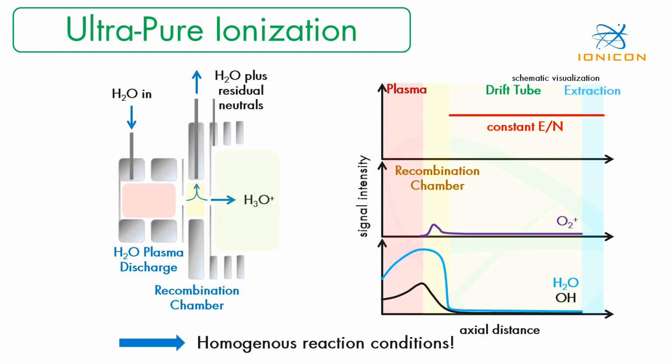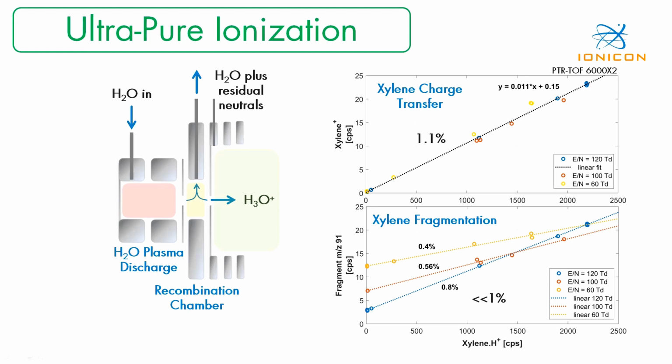At the same time, parasitic ions like O2+ are already significantly reduced in our recombination chamber, and neutrals or radicals from the plasma discharge can't reach and transform our sample. These are some schematic visualizations, but now let's have a look at some real data. On the top, I've plotted the ratio of protonated xylene to the charge transfer product of xylene with parasitic O2+. We only see around 1% of the charge transfer product, and because the primary ion production is completely separated from the ion-molecule reactor, this ratio is completely independent of the electric field strength.